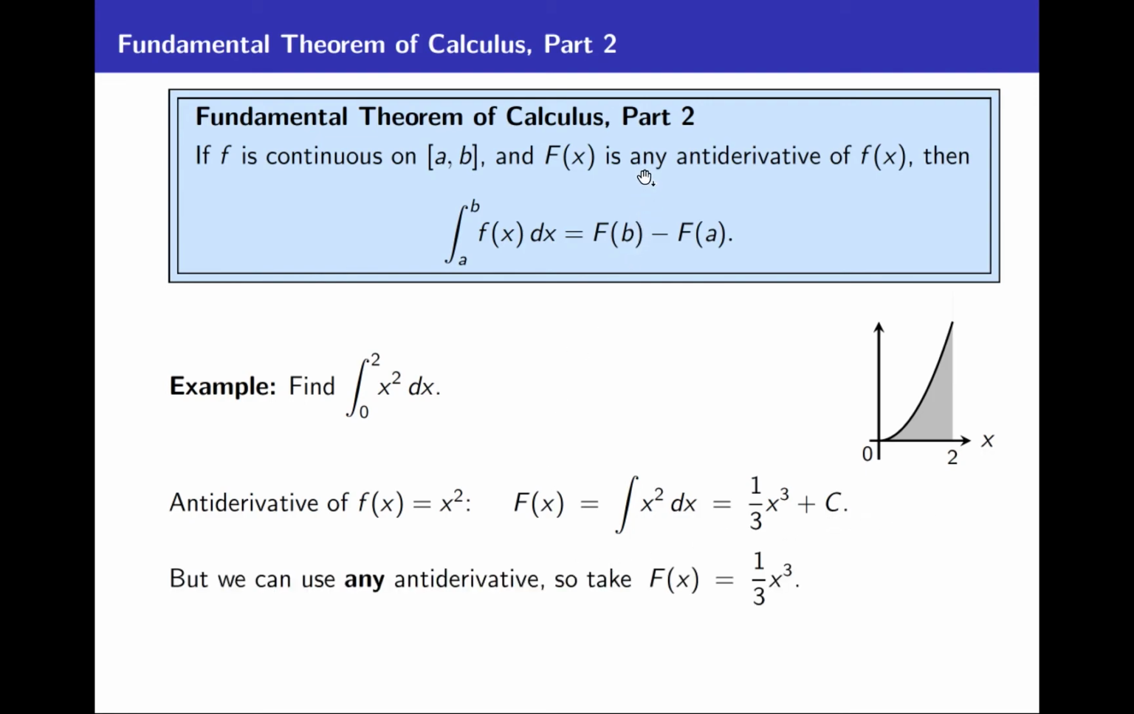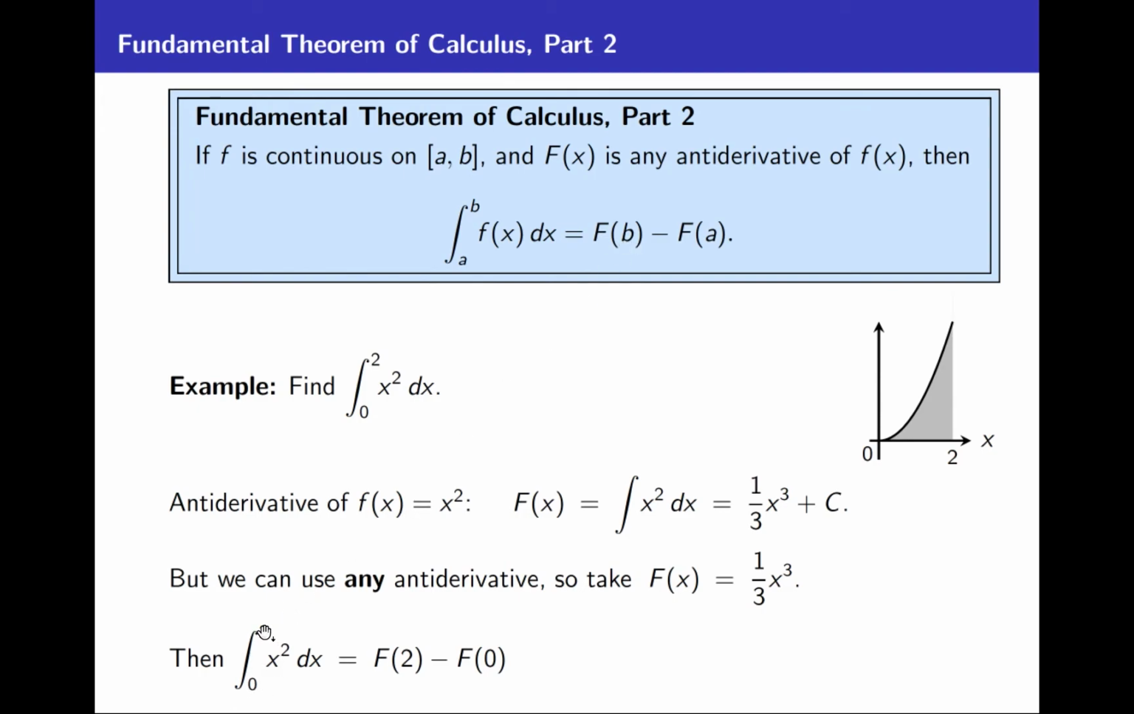But notice that the statement of the theorem up here says we can use any antiderivative. Doesn't matter what c is. So let's make life simple and take c equals 0. So our antiderivative of x squared is big F of x equals 1/3 x cubed. So now we apply the fundamental theorem of calculus, part 2.